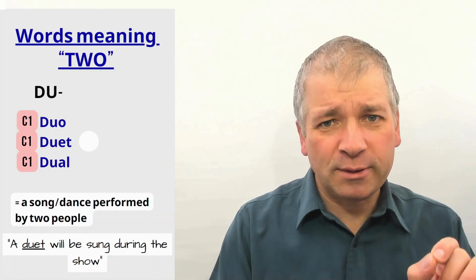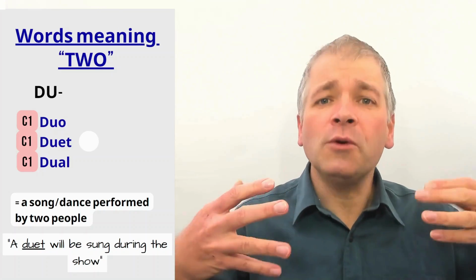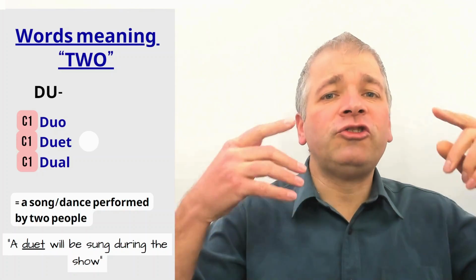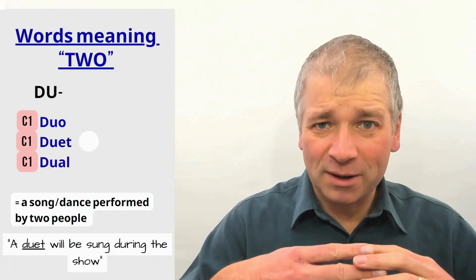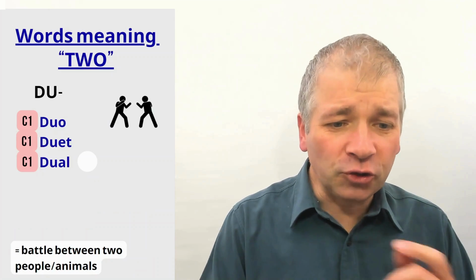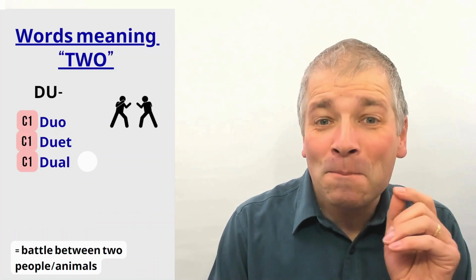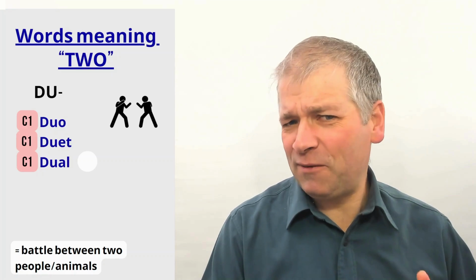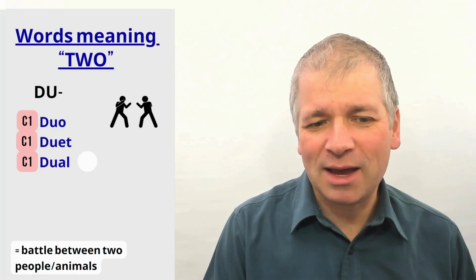Duo focuses on the people themselves. Duo, the people are together. Duet, this is what the performance is. So same meaning but used in slightly different ways. A duel is more of a battle between 2 people, or even if we see animals battling, we can say it's a duel.